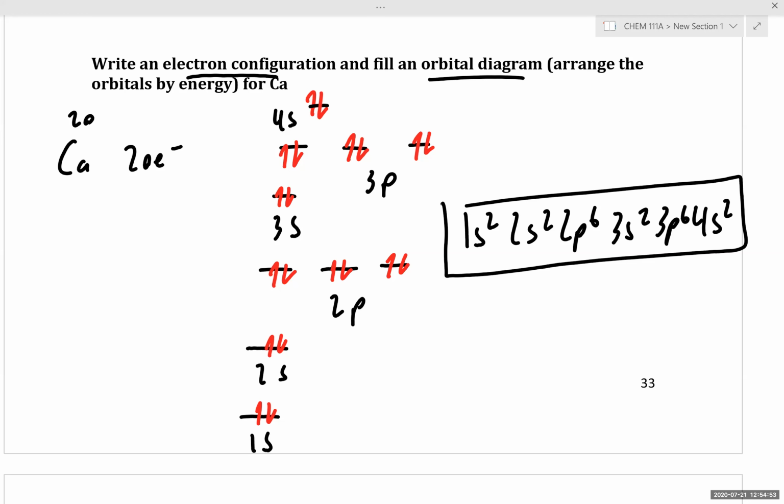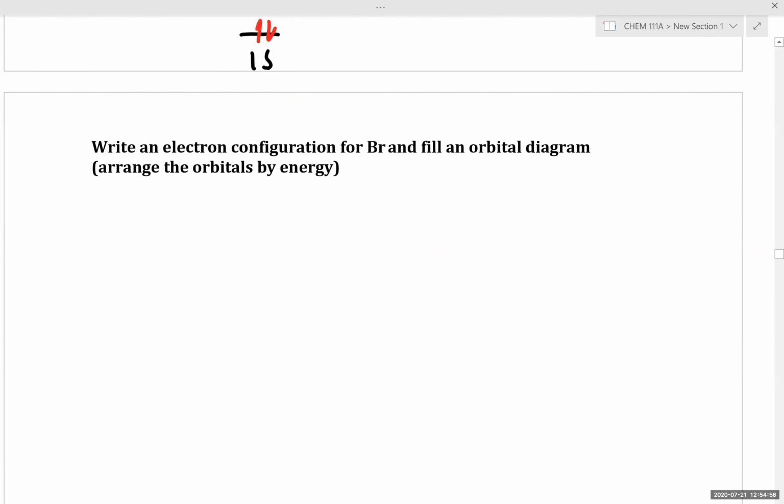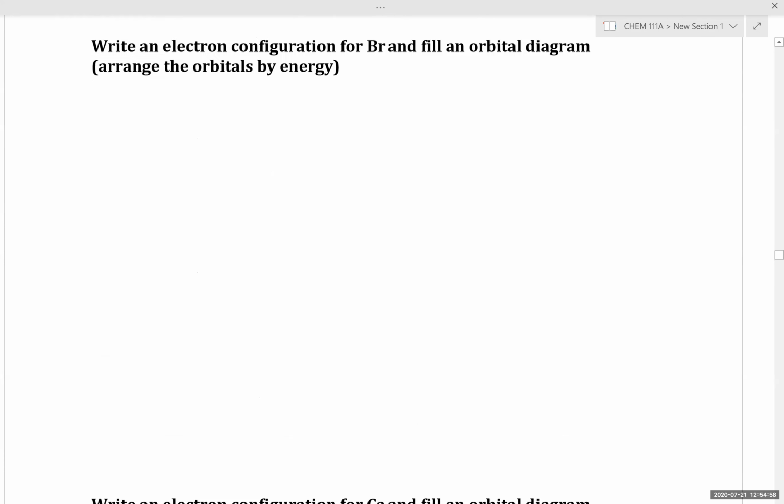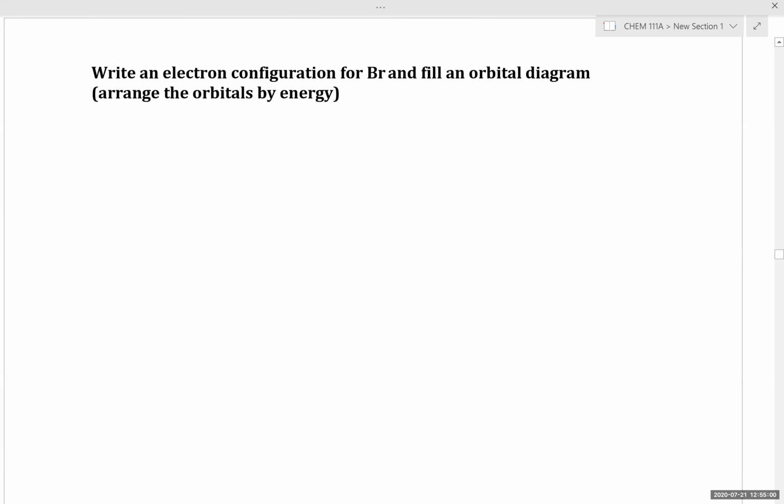Okay, so let's continue on and let's do another example. So in this case, we're asked to write the electron configuration for bromine and fill in an orbital diagram. Let's take about another 3 minutes on this example, and then we'll resume to discuss. Don't forget the fact that bromine, we are filling the d orbitals. So we'll discuss this example momentarily.